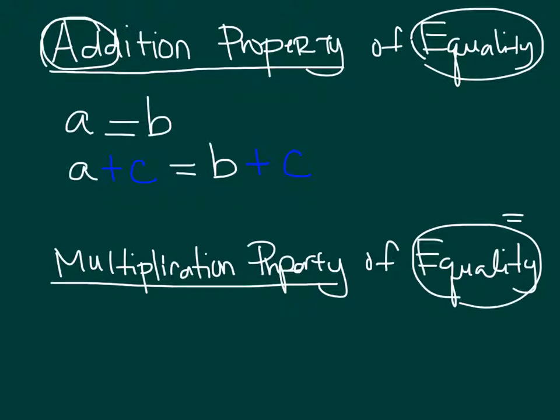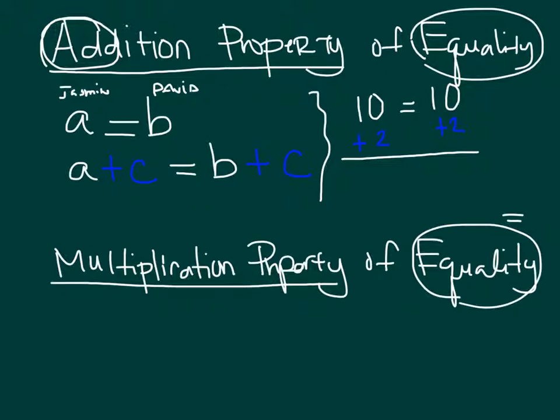So examples here. If A is Jasmine in the class, and B is David. So here's Jasmine and here's David. If Jasmine equals David, meaning Jasmine is equal to David. So here I'm talking about money. Let's say Jasmine has $10, and David also has $10 in his pocket. Obviously 10 equals 10. Now, if I give $2 to Jasmine, and I also give $2 to David, are they going to have the same amount of money? Well, yeah. 10 plus 2 is 12, 12 equals 12. So I didn't change anything.